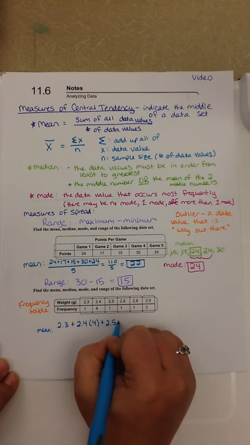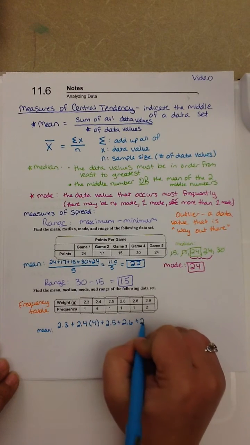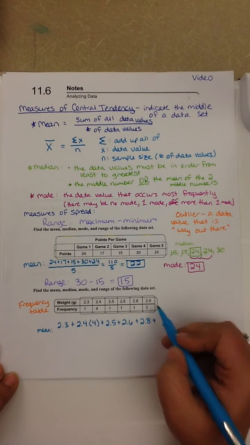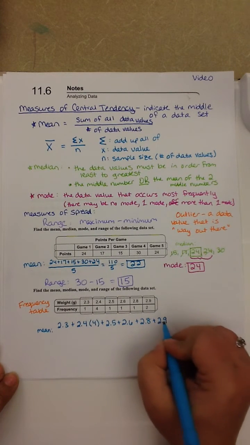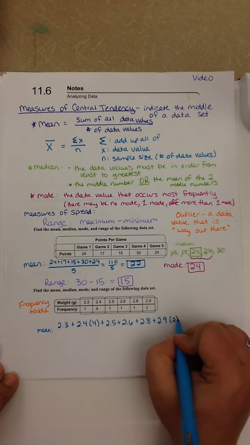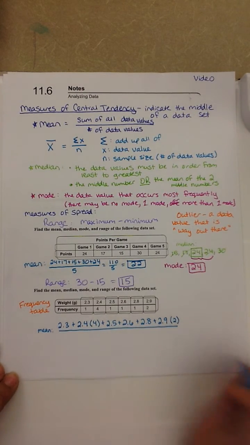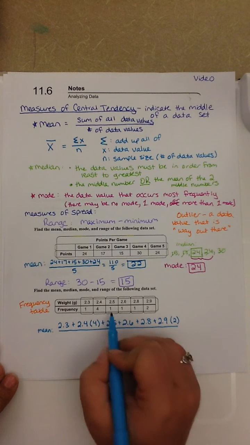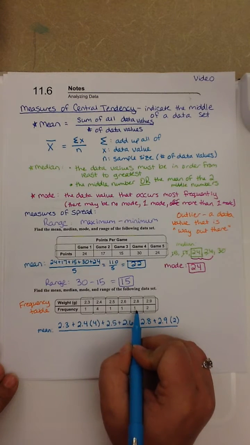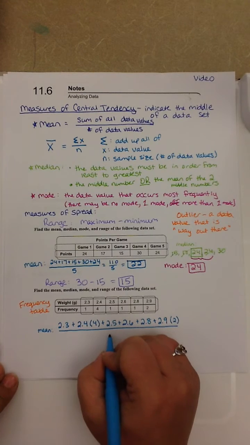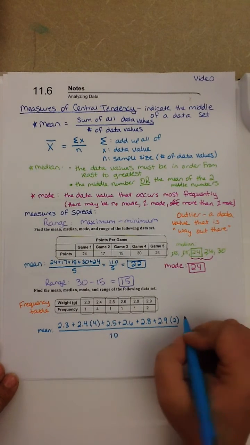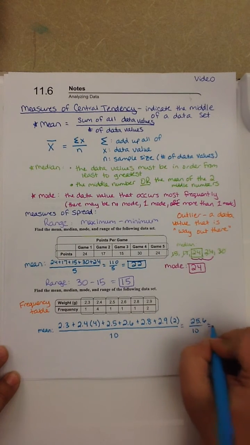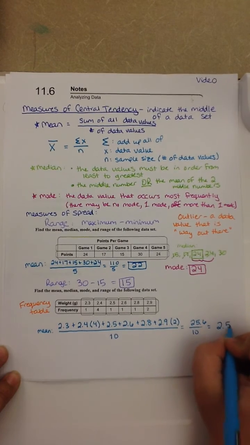I've got 1 2.5, 1 2.6, 1 2.8, and if you look under 2.9, it says its frequency is 2. So that means I've got 2 2.9s. So I can either write 2.9 plus 2.9 or 2.9 times 2. So then how many numbers do I have? I have 1 2.3, 4 2.4s, 1 2.5, 1 2.6, 1 2.8, and 2 2.9s. So that gives me 10. So when I add all of these up, I get 25.6 divided by 10. So the mean is 2.56.